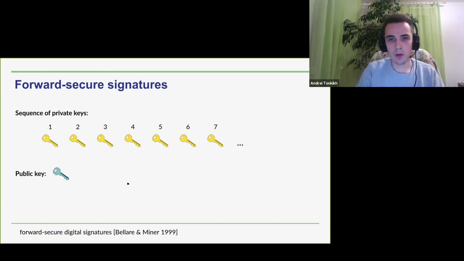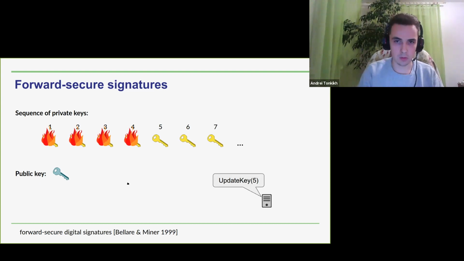To render compromised replicas in old configurations harmless, we use a cryptographic primitive called forward secure digital signatures. It allows us to create an infinite sequence of private keys with only one public key, which can be used to verify signatures made by any of the private keys. Each replica then associates a single private key with each configuration. Before moving to a new configuration, the replica destroys the private keys associated with previous configurations. Thus, even if all replicas in some old configuration are compromised, they won't be able to process client requests because they will not have the corresponding private keys.